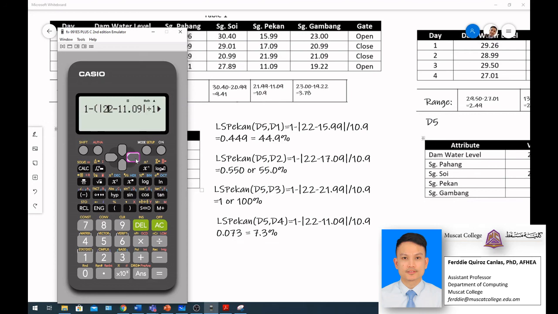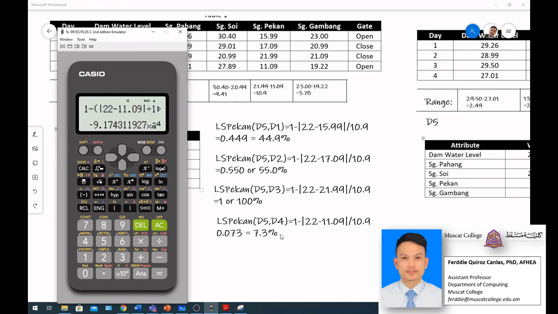Let me see what happens here, because I have a very small value. The parenthesis was forgotten. So this is negative 9. Who got this value with me? Let me just verify it again. 1 minus, close parenthesis, absolute value of 22 minus 11.09, then divided by 10.9, close parenthesis, equals, so same, this is negative 9.17 times 10 to the negative 4.